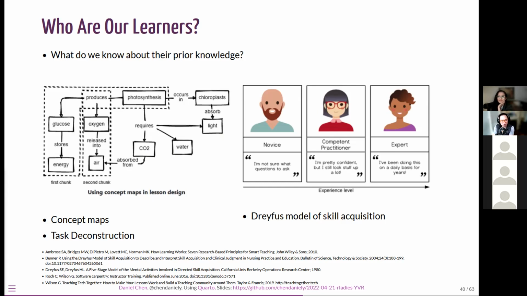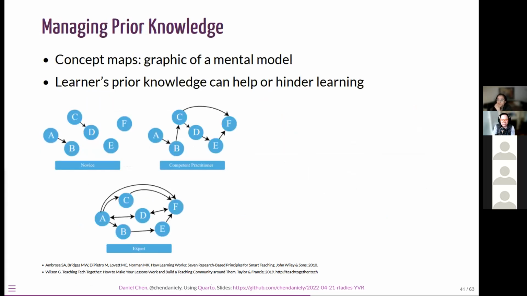how much of an expert you are. There's this other thing known as the Dreyfus model of skill acquisition, which is this transition from novice to expert. Essentially, the density of connections that you make in your concept map relates to how much of an expert you are. This is important because novices don't have a lot of connections. Competent practitioners do. And an expert has a lot of jumps in their connections.